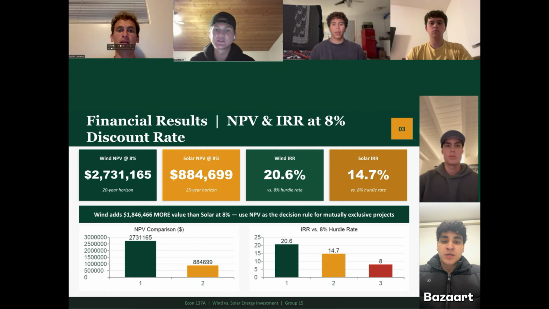For preference decisions like this, the correct rule from Chapter 13 is to maximize NPV. Wind adds $1,846,000 more value than solar at the same 8% discount rate. Wind wins that comparison clearly, and I'll pass it to Brandon, who will walk through the full comparison, viability analysis, and the first 2 discussion questions.